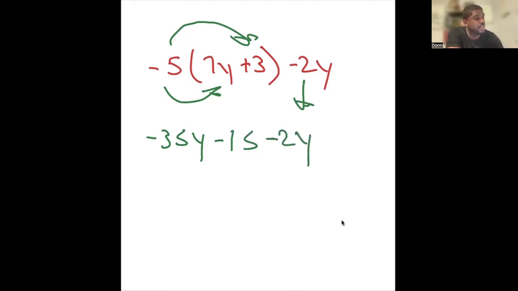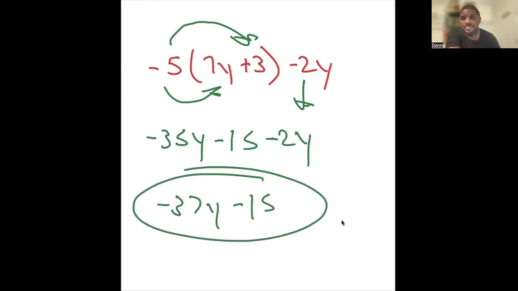And now I combine like terms. I got negative 35y and negative 2y. That gives me negative 37y minus 15. Nothing can combine with that. I'm done.